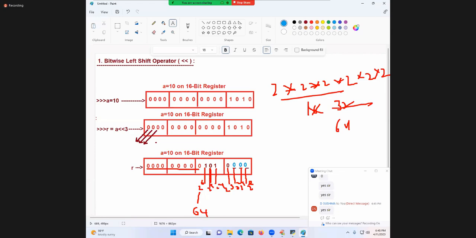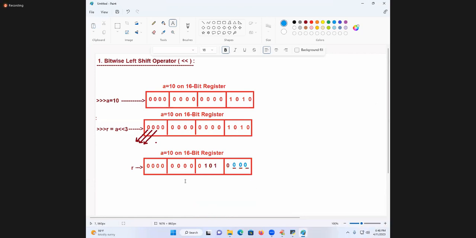0 into 2 cube is called 0. 1 into 2 to the power of 4 is called what? 16. Others are becoming 0 only now. What is the answer now? 80. Are you following? 80. Now I will write it here. Result is equal to, what is that? 80. Now I will print, student.